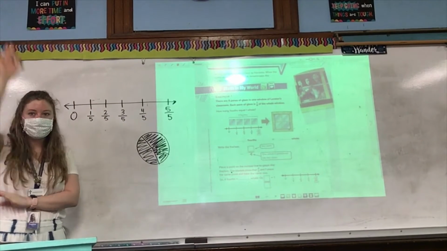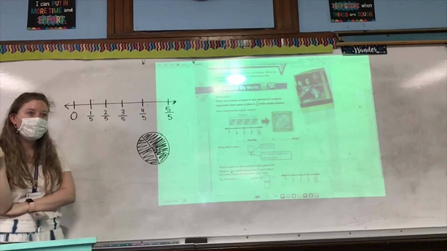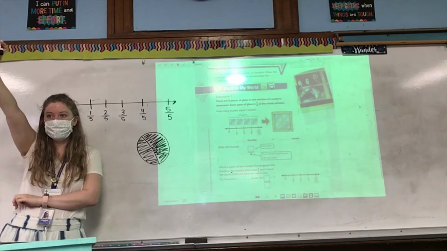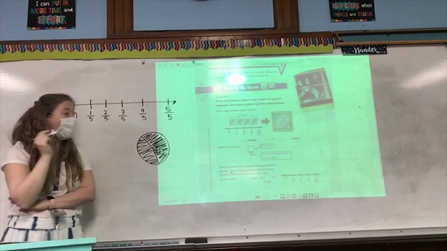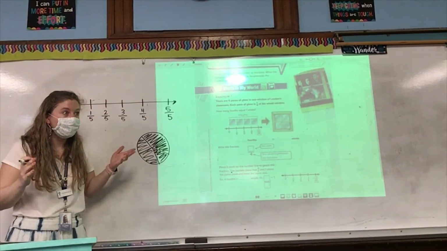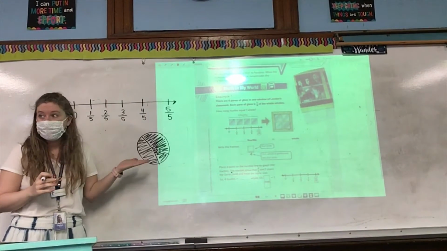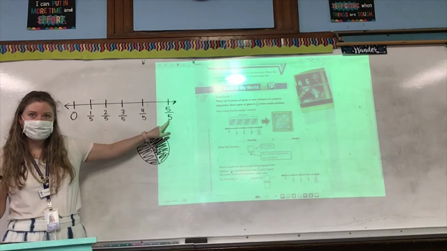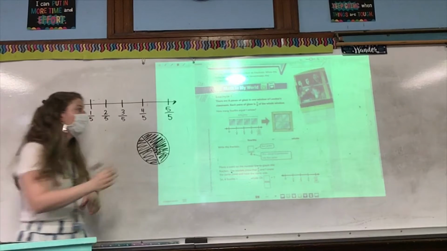How much is shaded? Carla? 5/5. How else could I say what's shaded? Lena? 1 whole. All of it. The whole shape is shaded. So we can say that 5/5 is the same as 1 whole.